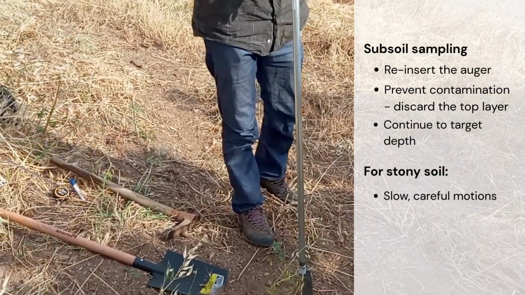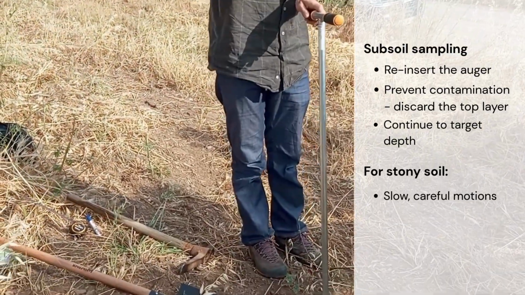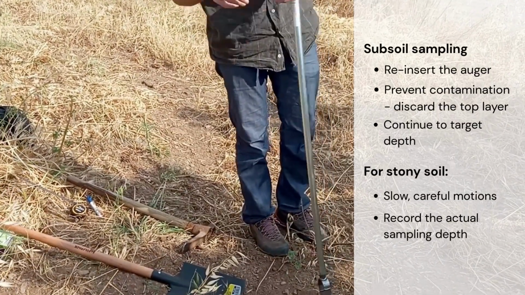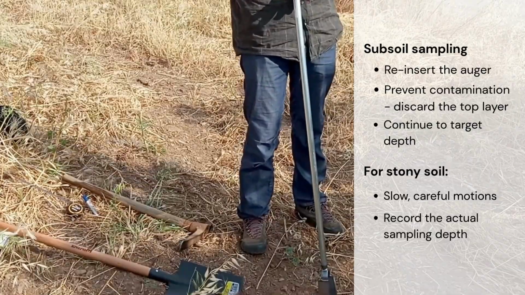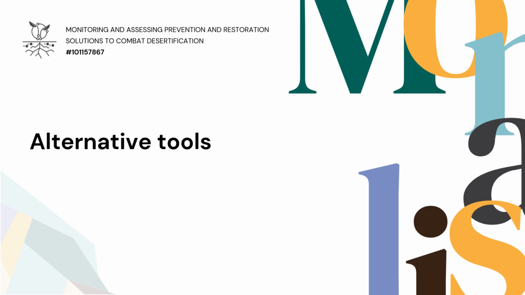If stones, shallow bedrock, or dryness prevent reaching the target depth, still collect what you can safely. Aim for at least 2 of the 4 sublocations at each depth. Always record the actual depth achieved and any limitations so results can be interpreted correctly.